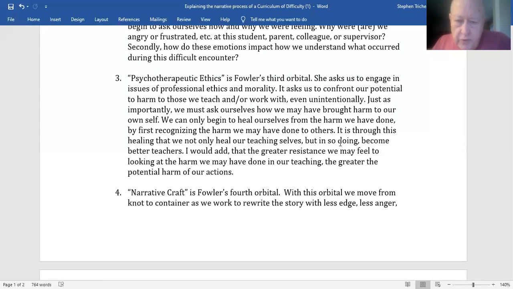I would add that the greater the resistance we may feel to looking at the harm we may have done in our teaching, the greater the potential harm of our actions. So we really have to look at what was going on, even those difficulties where it appears to be cut and dry. It's understandable you would get upset. So it's not so much that you get upset, but what happens afterwards.